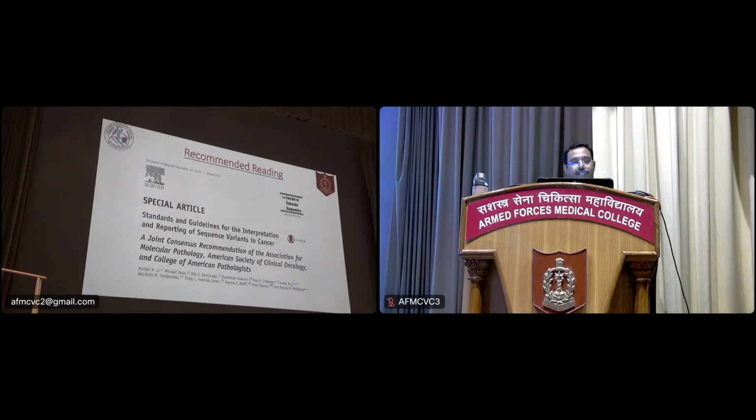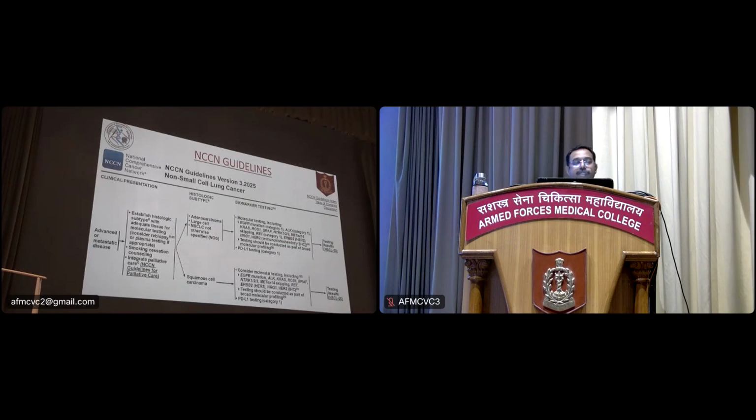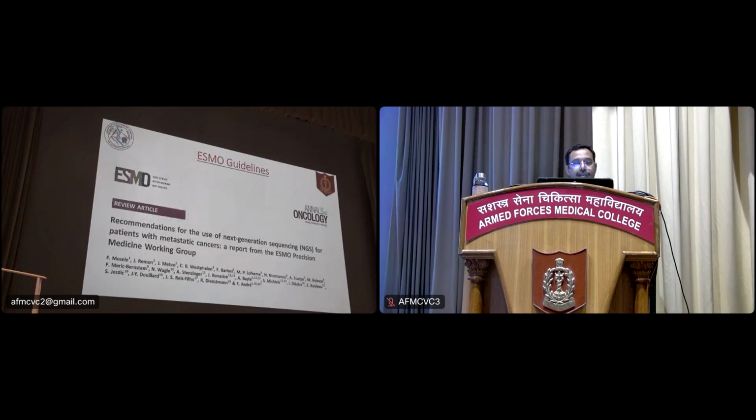So for my oncology colleagues and my pathology colleagues, if you want to go into detail on this, there is recommended reading: certain guidelines from the Association for Molecular Pathology, which are available. For interpretation of our reports, it is recommended to go through the NCCN guidelines, which tell you which mutation is targetable by which drug. There are ESMO guidelines which also help in interpreting these reports.